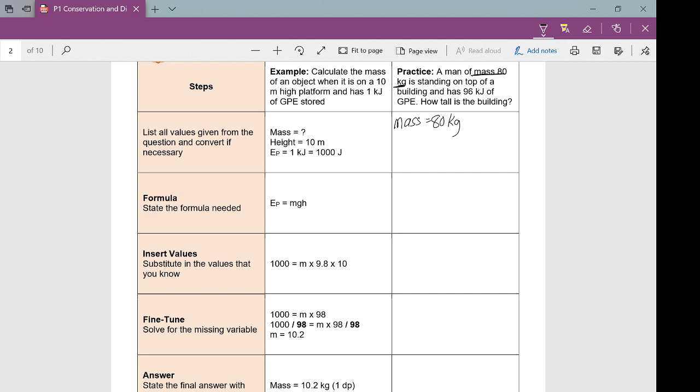Is standing on top of a building and has 96 kilojoules of GPE. I'm going to underline that. So my GPE equals 96 kilojoules. But wait, hang on a second. Write in the chat, what do you think I have to do to that kilojoules?